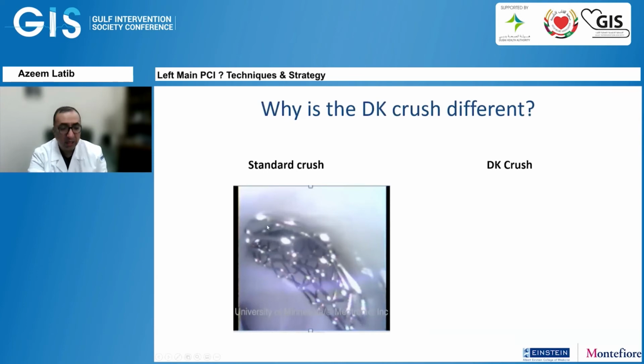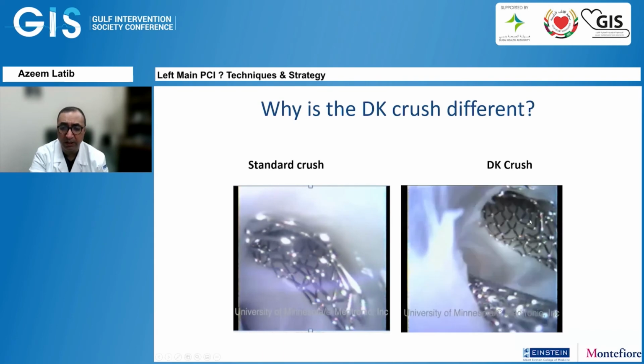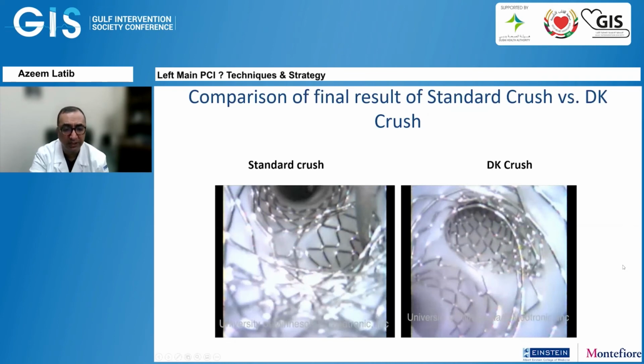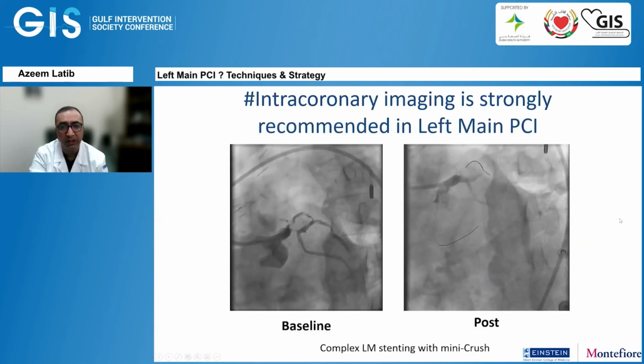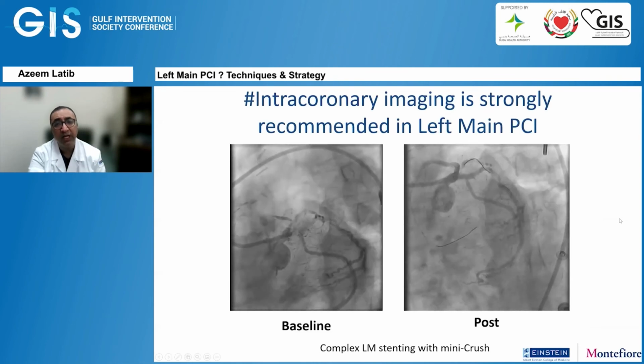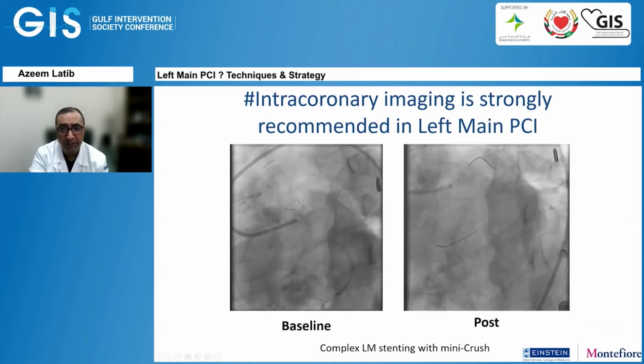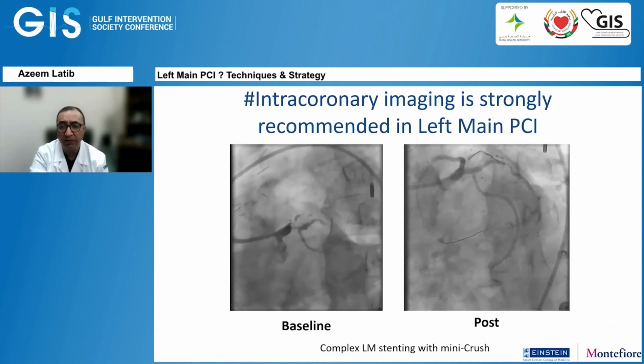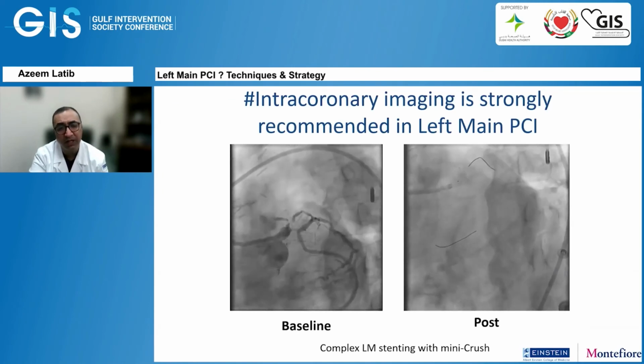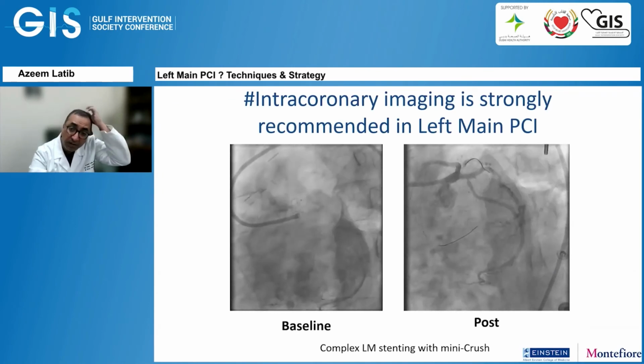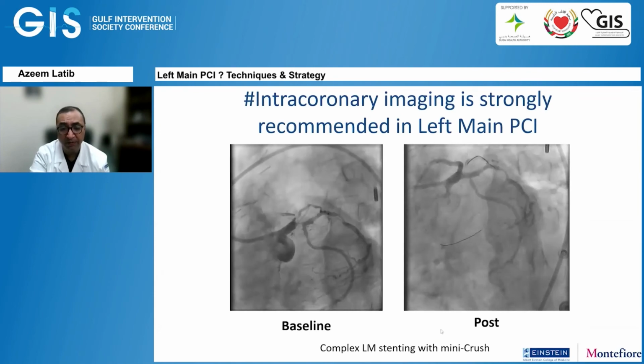This is what it looks like when you do a standard crush. This is what it looks like when you do a DK crush. After your first kiss, you have this wide open side branch in which you can stent into. And really, it gives you less stent deformation and less layers of stent near the carina in comparison to a standard crush. The last message I want to give you is about intracoronary imaging. I really think intracoronary imaging is essential, if not mandatory, in left main PCI, especially when you're doing bifurcations.